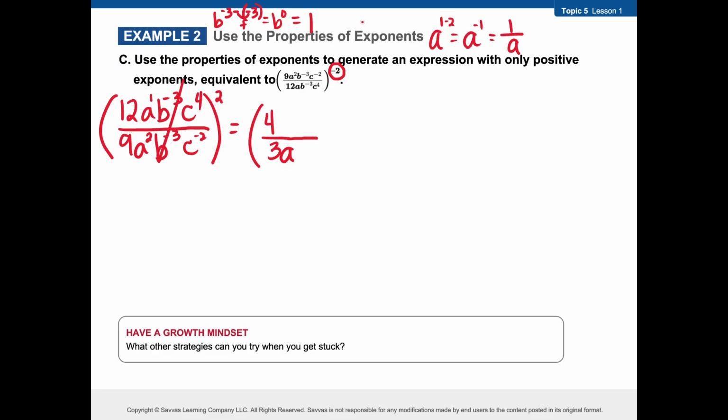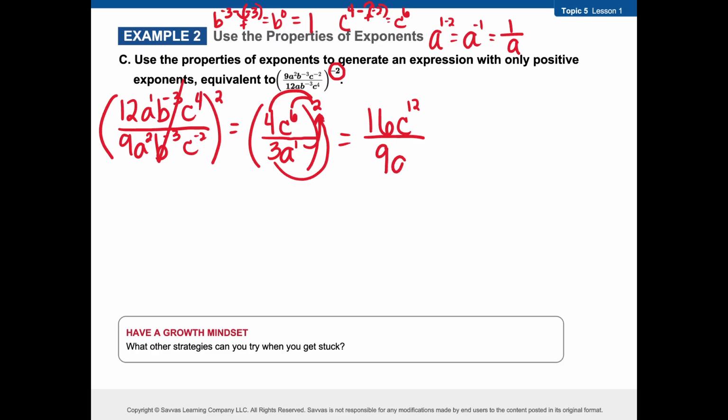So b disappears. And then I have c to the 4 minus a negative 2, double negative. That becomes c to the 6th power. It's positive, so it goes to the top. And then all of that to the 2nd power. So now I have to simplify. 4 squared, 4 times 4, 16, power to a power, multiply, c to the 12. 3 to the 2nd power, 9, that has a little invisible 1, power to a power, multiply, a squared, and that would be a final answer.